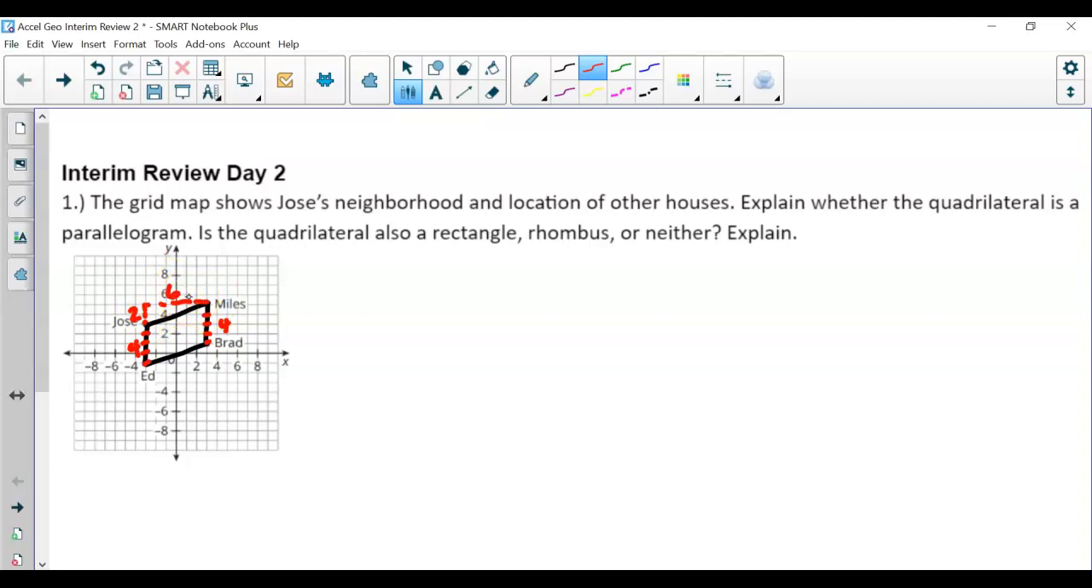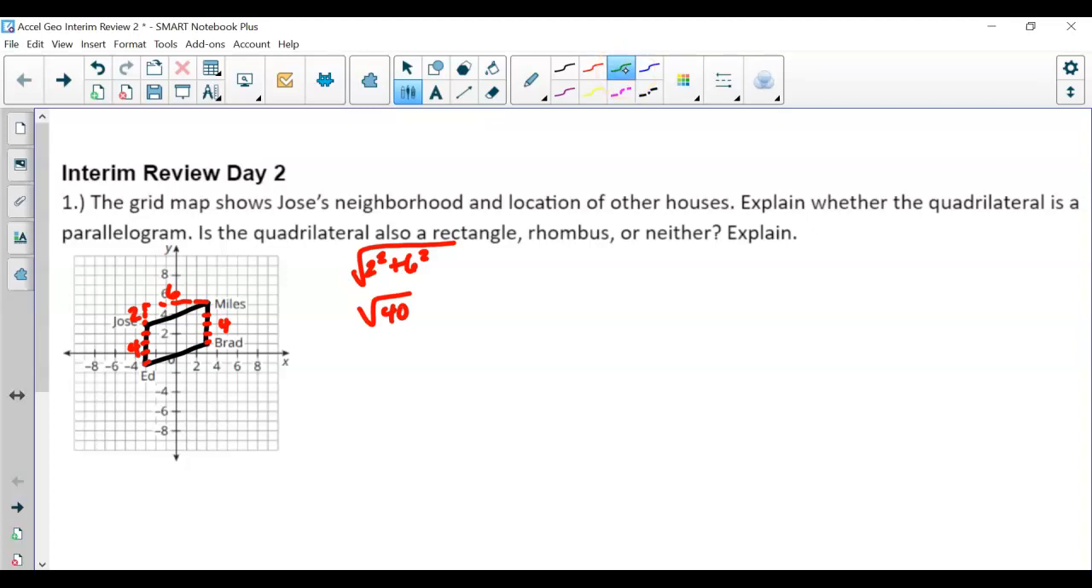So I can already tell that this is not going to also give me 4, because the distance between Jose and Miles is 2 squared plus 6 squared, which taking the square root of that, is the square root of 40. If you put that in the calculator, you're going to get about 6 point something. So I can already tell that this is not a rectangle or a rhombus.